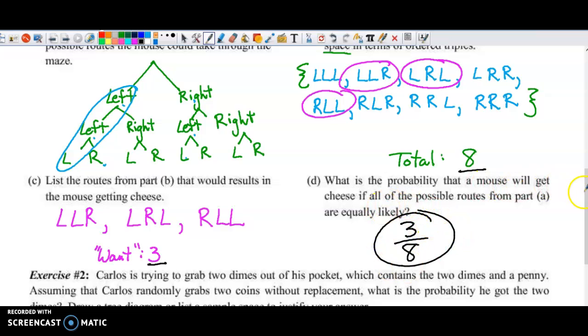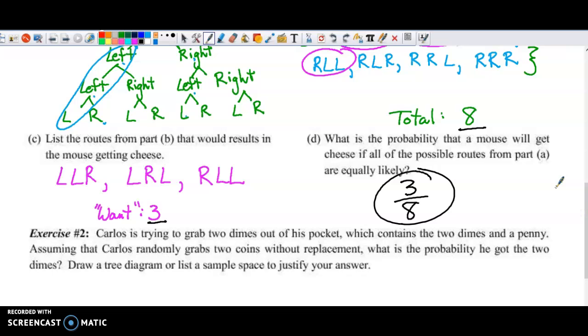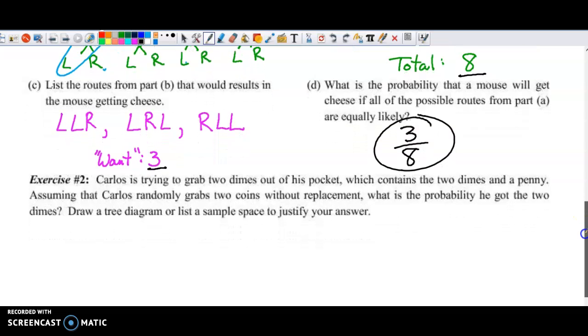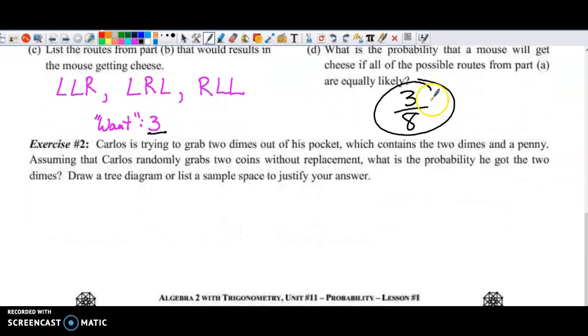And we get this phrase of equally likely because maybe one pathway is smaller, so the mouse avoids it or something like that. But anyway, 3 out of 8 is what we wanted.